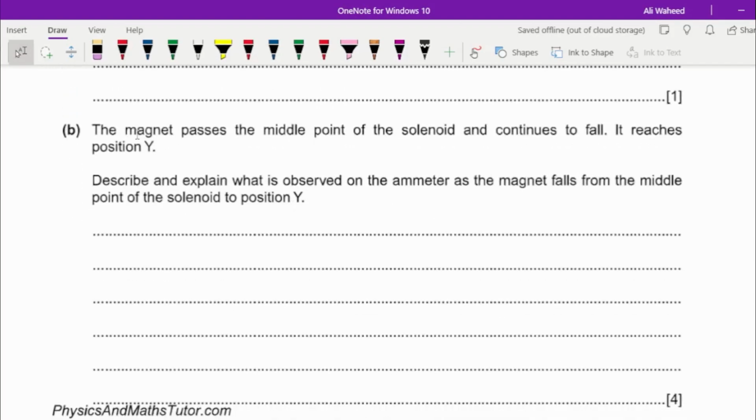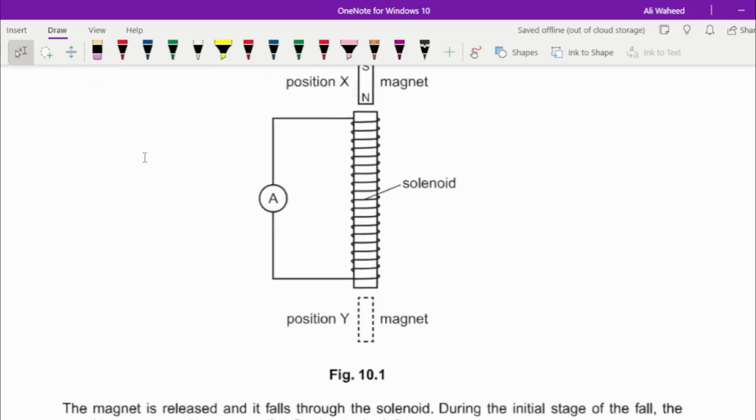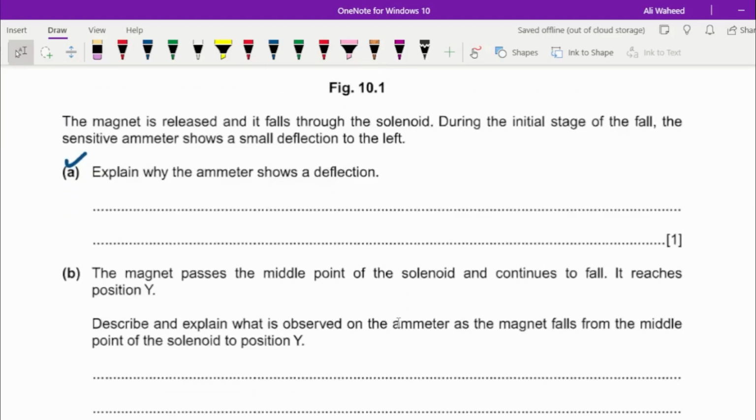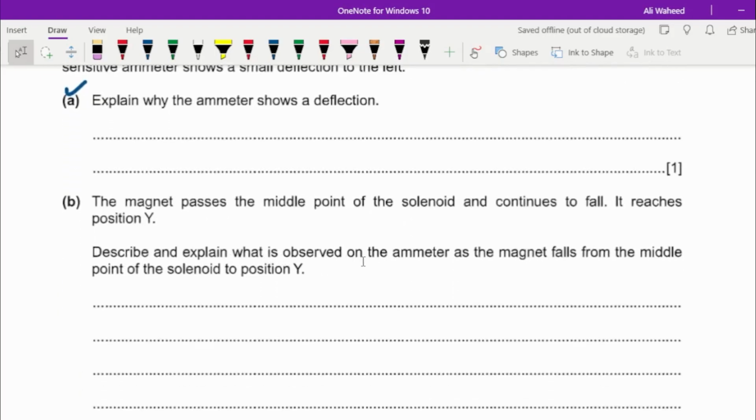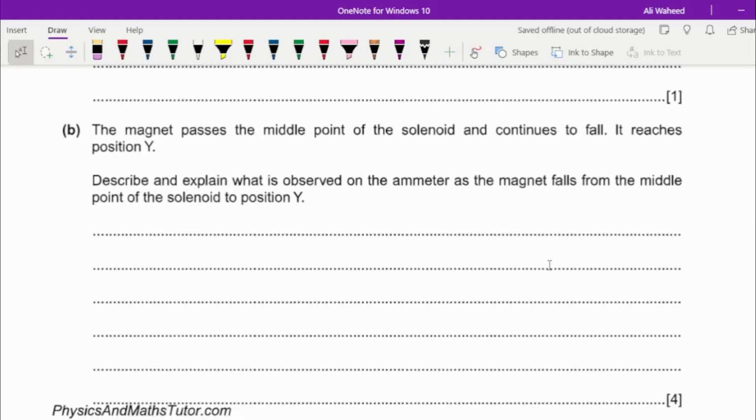Then we have the next one. The magnet passes the middle point of the solenoid and continues to fall. It reaches a position Y. Let me check the position Y. Okay. Describe and explain what is observed on the ammeter as the magnet falls from the middle point of the solenoid to the position Y.